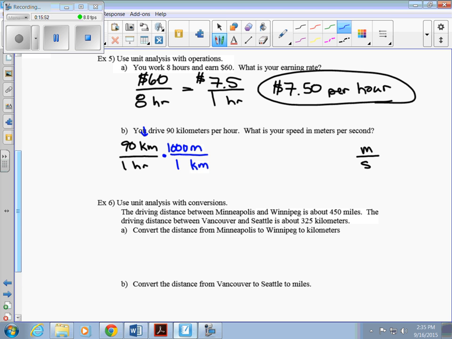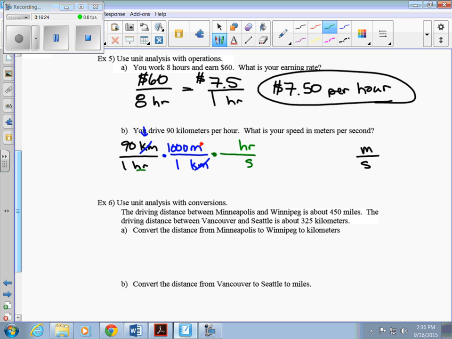So now here, we canceled out our kilometers and we have meters, which is what we want to have, right? That's what we wanted to have. So we're done with that one. Now we want to get rid of the hours. So if I had hours in the denominator, I need to put it in the numerator. Okay. So if I have hours up there, I want to get it to seconds.